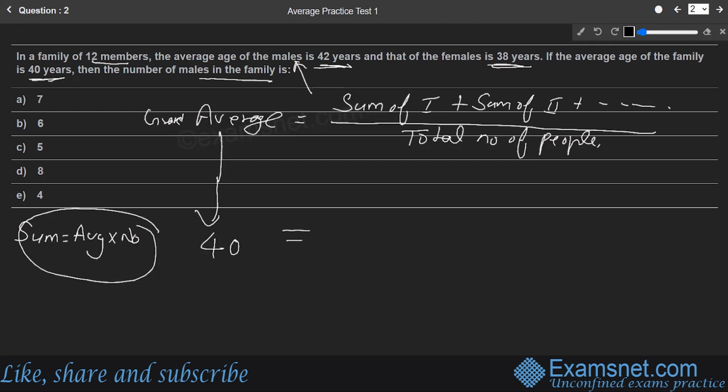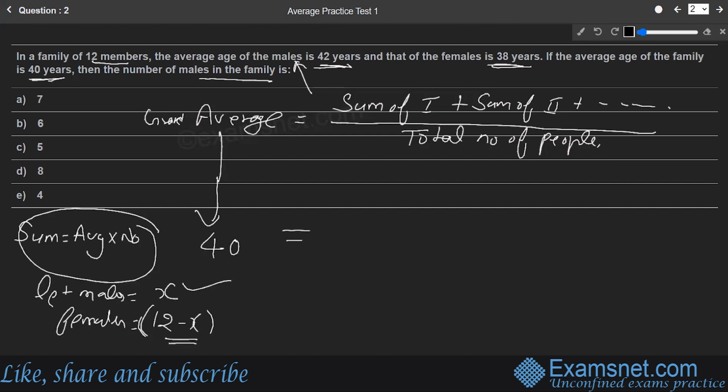So let us see, the average is 42 and that of the female is 38. If the average age of the family is 40, so they say in a family of 12 members, so total there are 12 members, but he has not stated how many males and how many females out of those 12. So what we can do, we can assume let the number of males be x. So females number will be simply 12 minus x, because in total there are 12 members. If x members are male, how many members would be female? Will be 12 minus x.